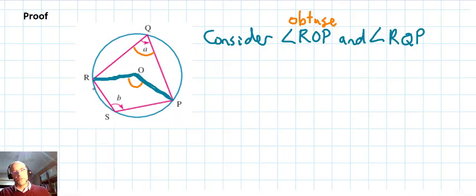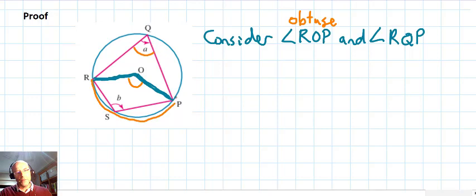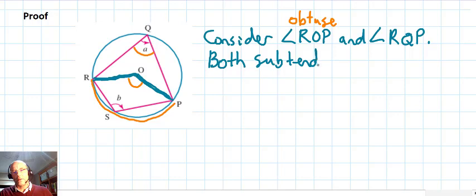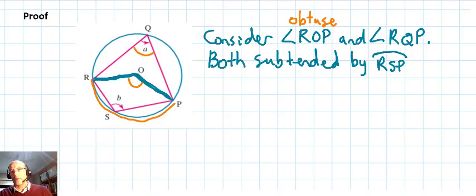They're both subtended by the same arc RSP. So we're going to note that both are subtended by arc RSP. The symbol for arc is the curve.